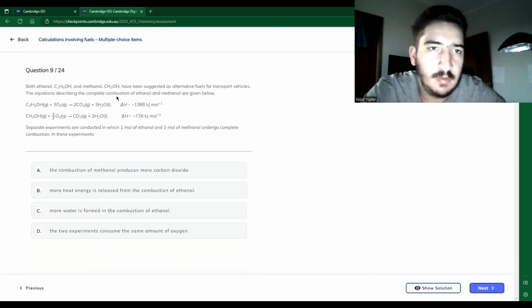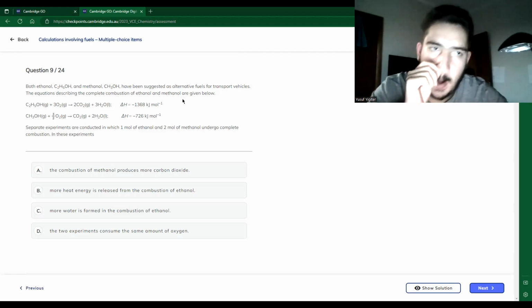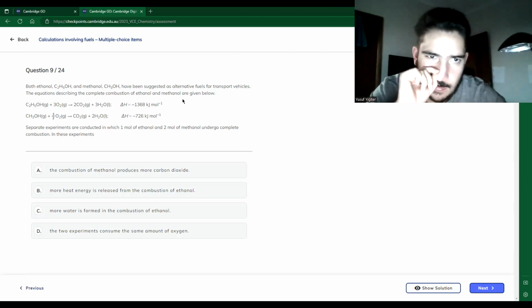Both ethanol and methanol have been suggested as alternative fuels for transport vehicles. The equation describes the complete combustion of ethanol and methanol. Separate experiments.